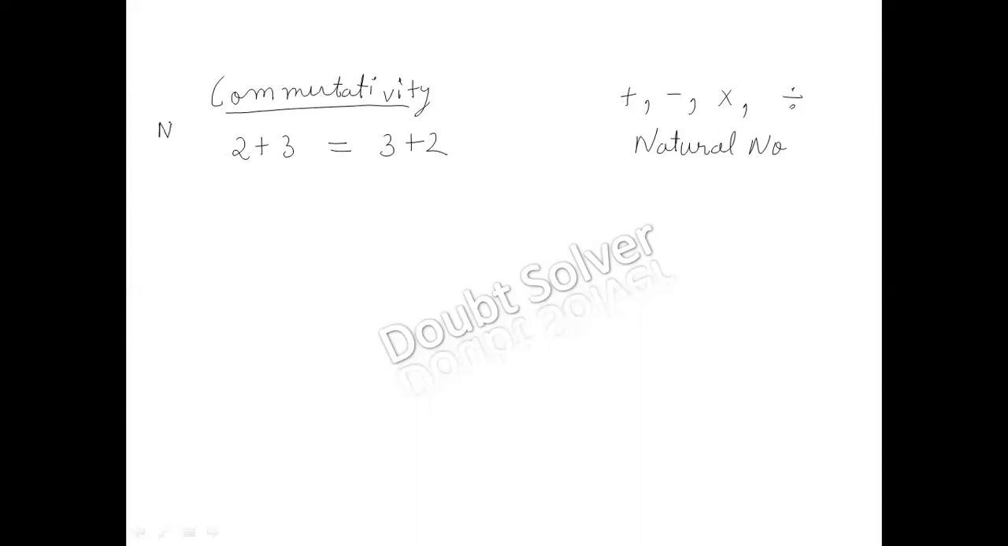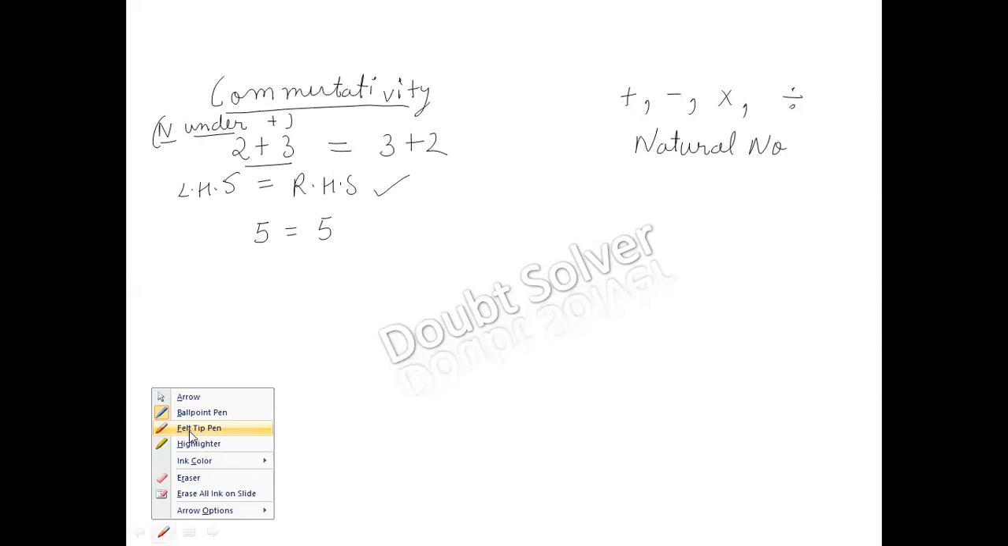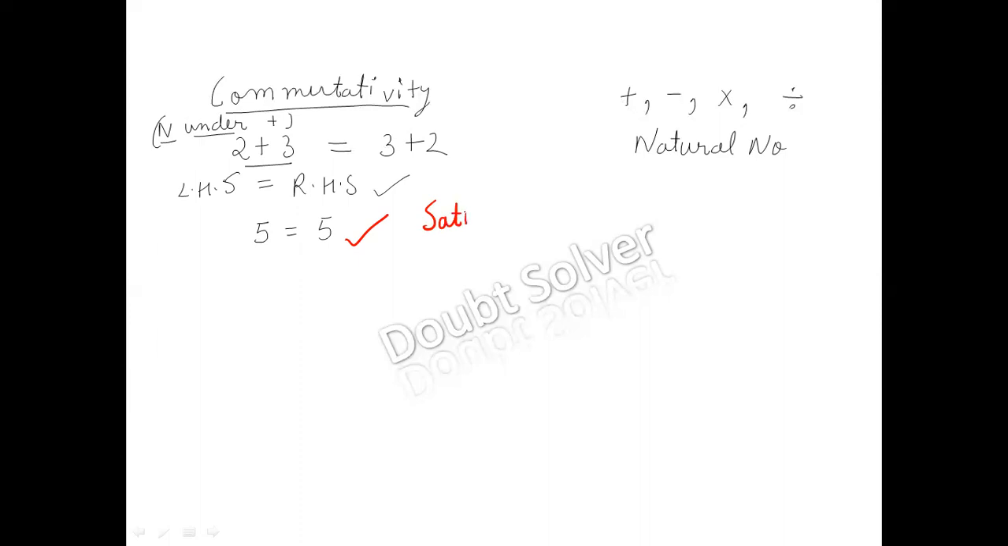So I'm taking natural numbers under addition. This time I am writing in short. LHS equals RHS. Only if I get LHS equals RHS will I say that my property is satisfied. LHS is left hand side. What do you get on your left hand side? 2 plus 3, it is 5. And what do you get on your right hand side? 3 plus 2, it is 5. That means natural numbers are commutative under addition, and we will say it satisfies.